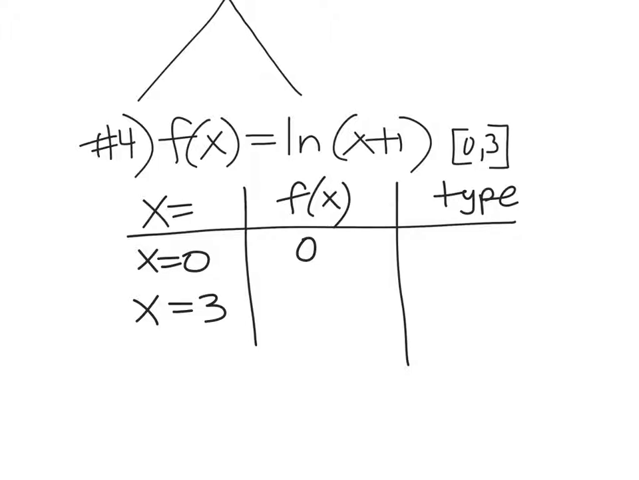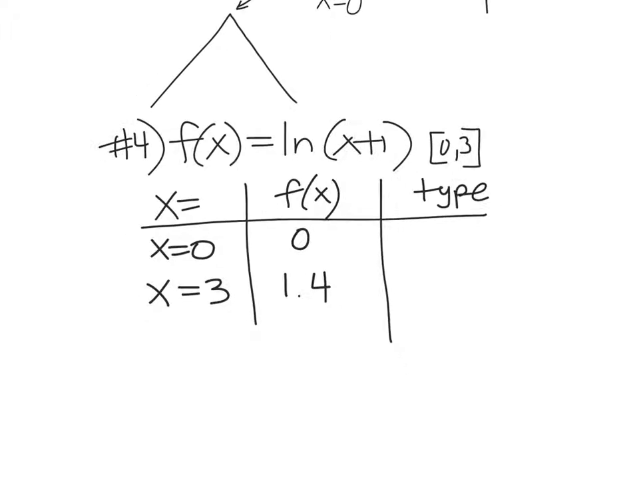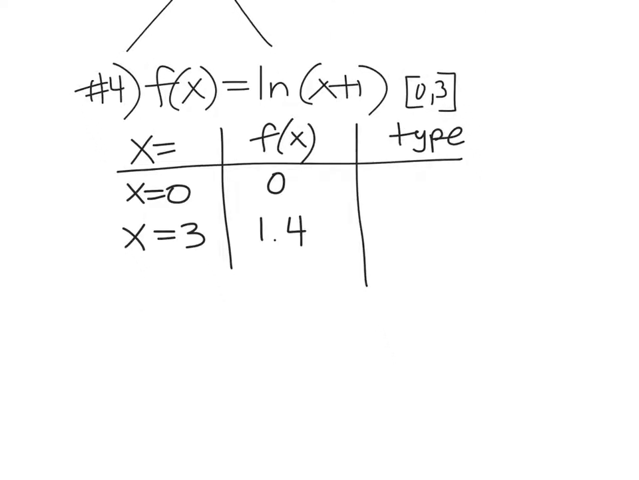So natural log of 1 is 0, and it can't be 1 also. All right, now how about 3? You get the natural log of 4, which is approximately 1.4. Okay, now let's take the derivative of this. F prime of x is equal to, now do you remember the derivative of natural log of x plus 1? It's 1 over x plus 1.